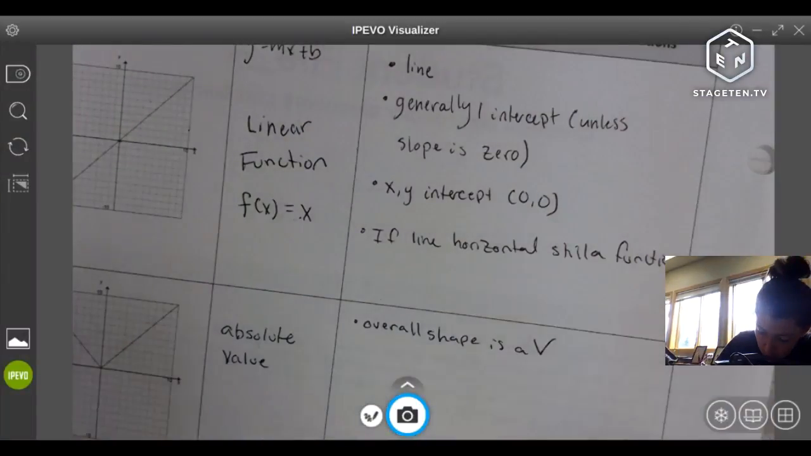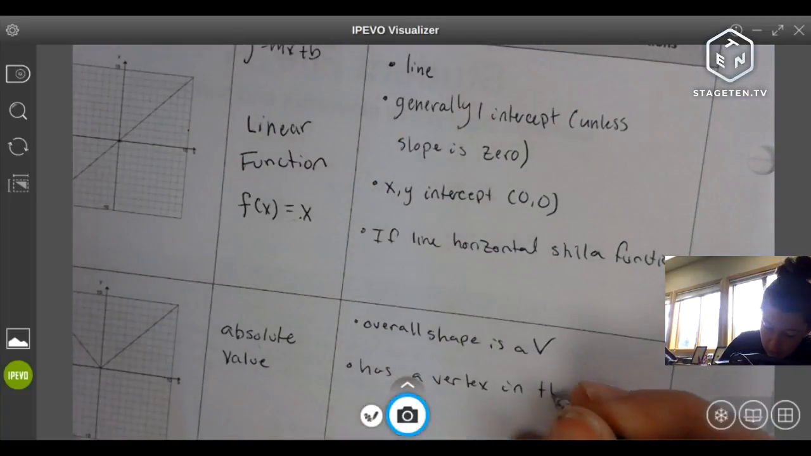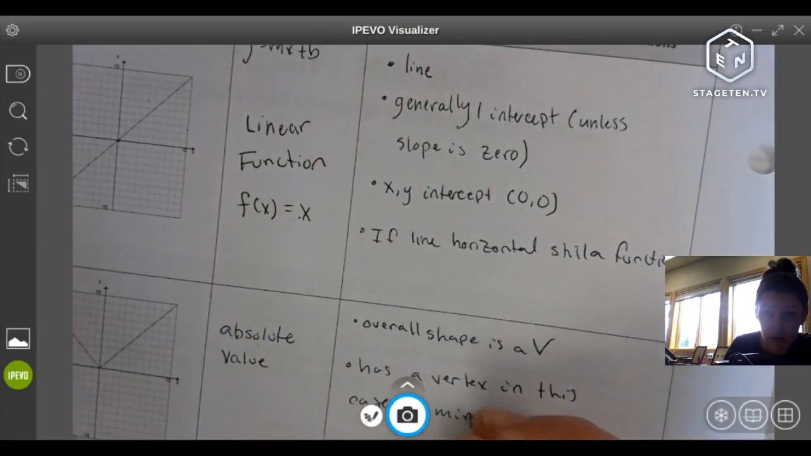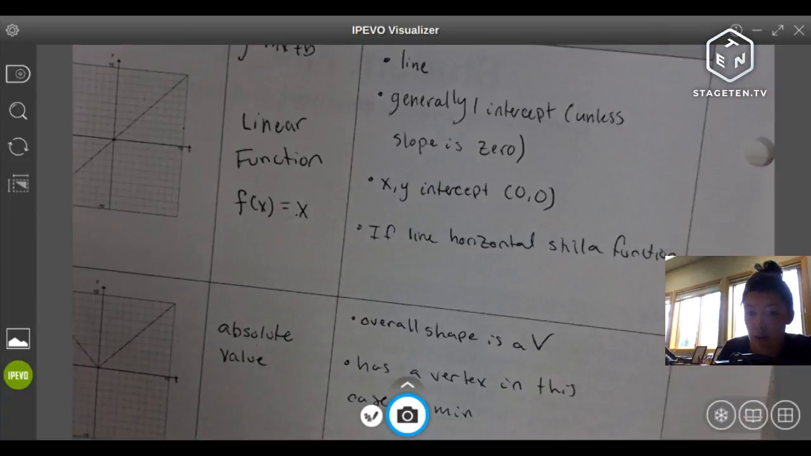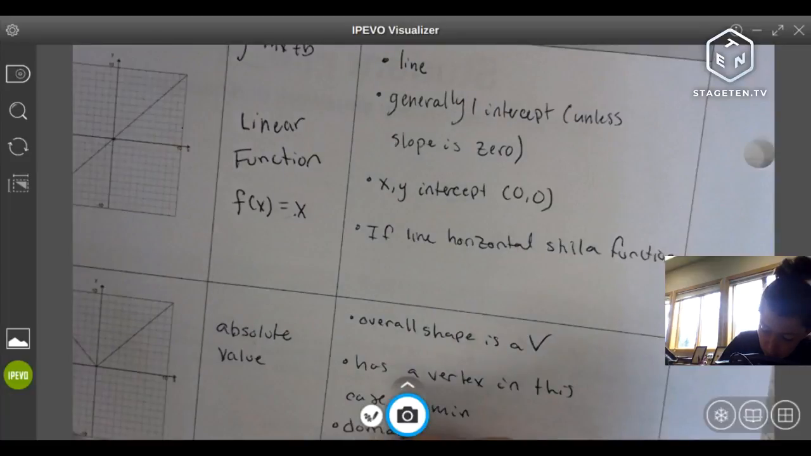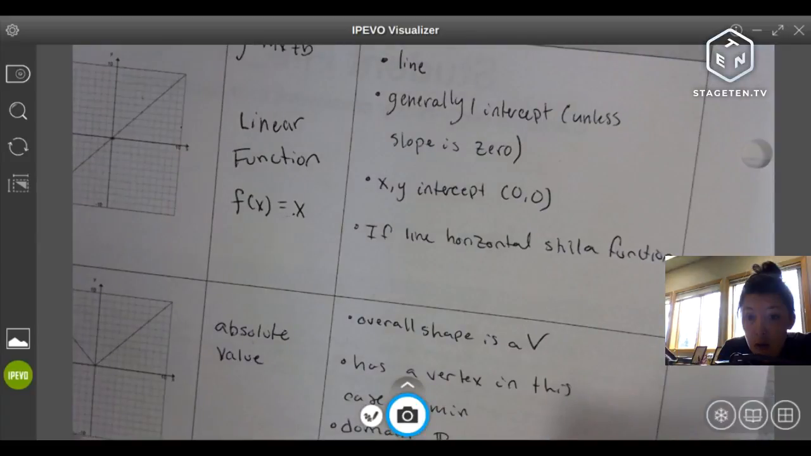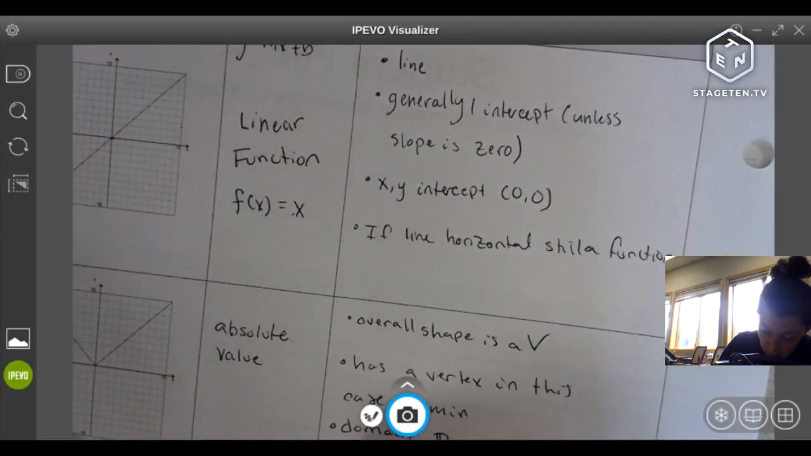Our shape is a V. It has a vertex. In this case, it's a minimum, right, because everything's going up. So the domain is all numbers, and the range varies. It either goes up infinitely or down infinitely. So in this case, it goes up infinitely.